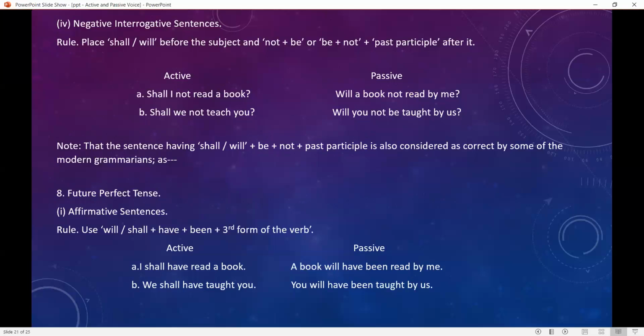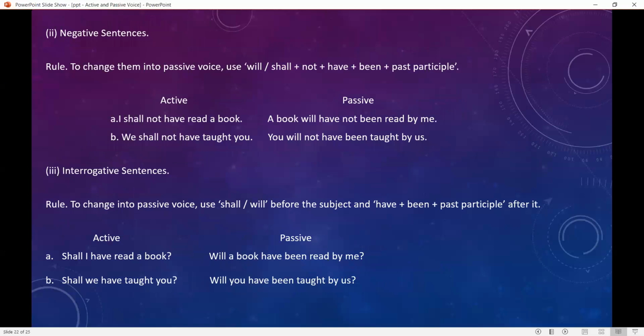Hope you have understood the slight change here in future perfect tense under affirmative sentences where you will use will or shall, have plus been plus third form of the verb. Do you understand? Yes. Now moving on to the next one where we talk about the negative sentences.